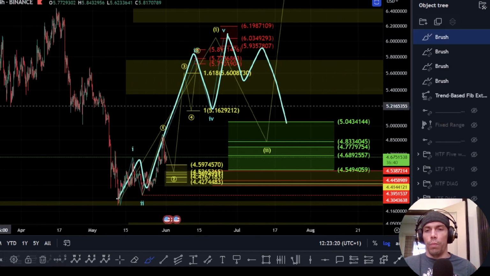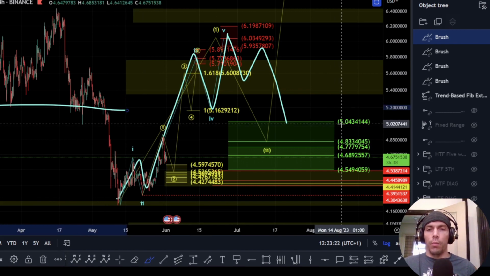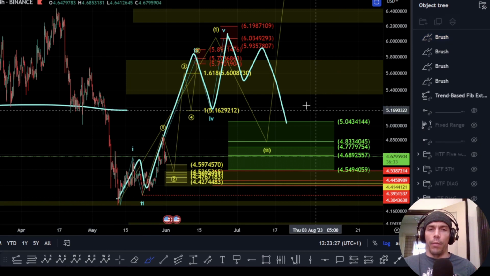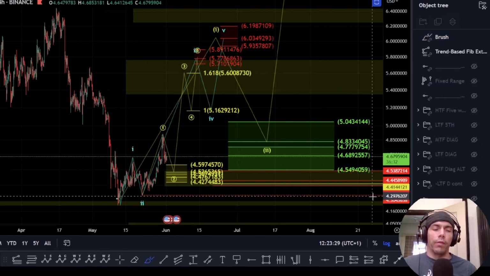I want to see a move back into some of this structure here. Possibly it could be shallow if it finds support higher above here. It depends exactly how the waves form, so we'll have to keep an eye on it.